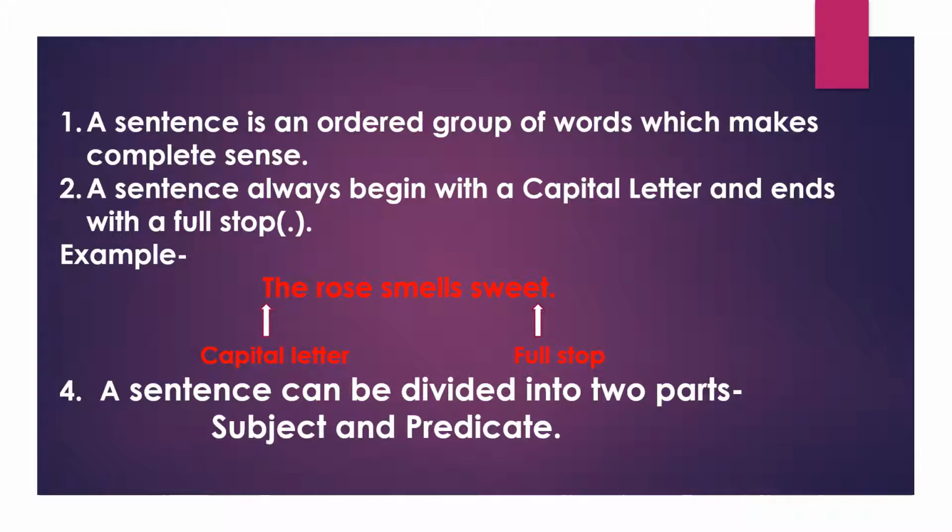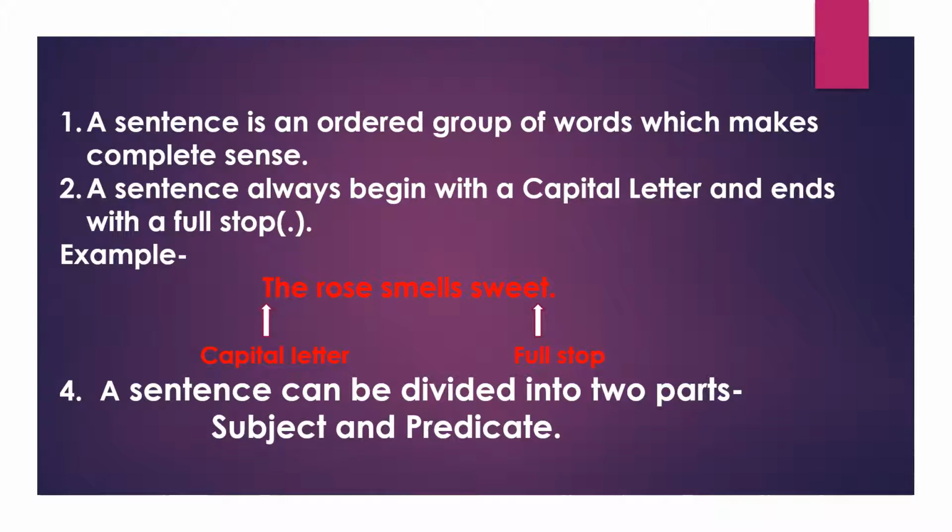A sentence is an ordered group of words which makes complete sense. A sentence always begins with a capital letter and ends with a full stop. For example, the rose smells sweet. In this sentence, the first letter of the sentence is T, which is a capital letter, and a full stop is at the end.